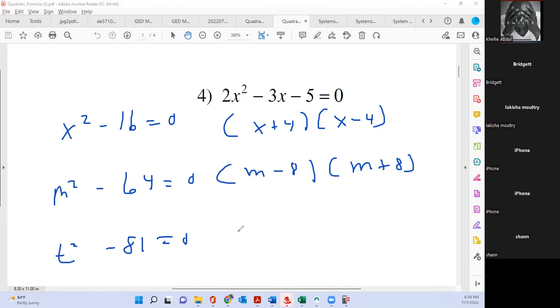What's the square root of 81? 9. So when I factor this, what am I going to write? T minus 9, T plus 9. That's how easy it is.